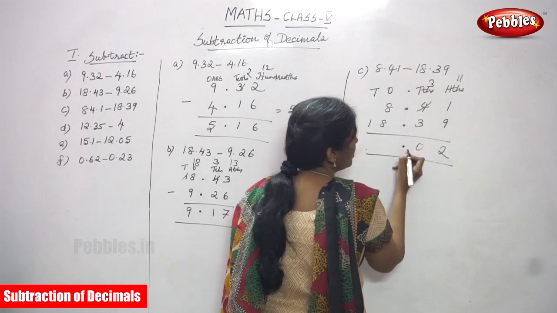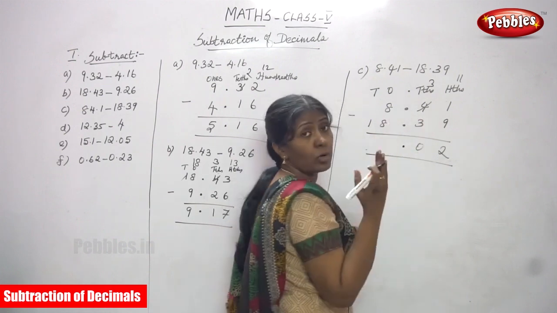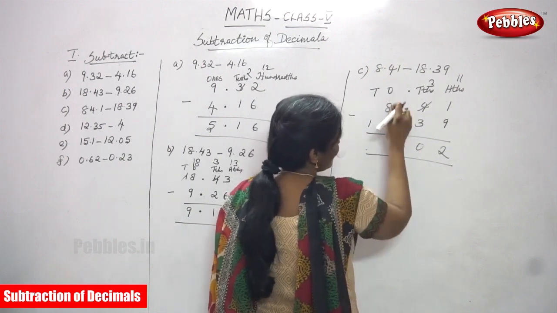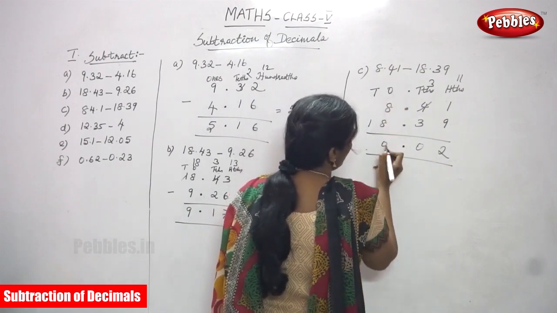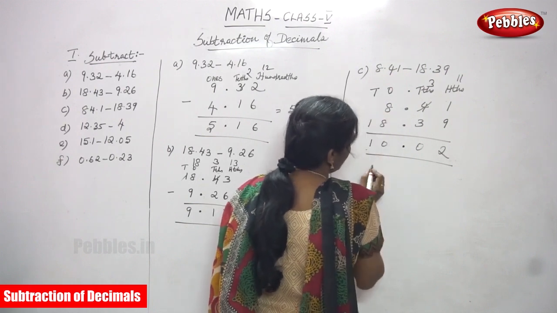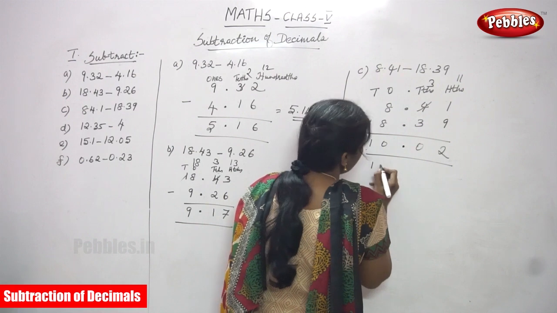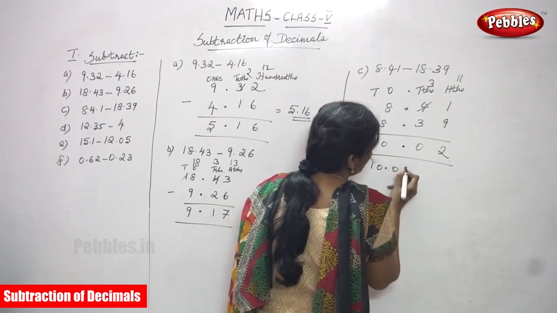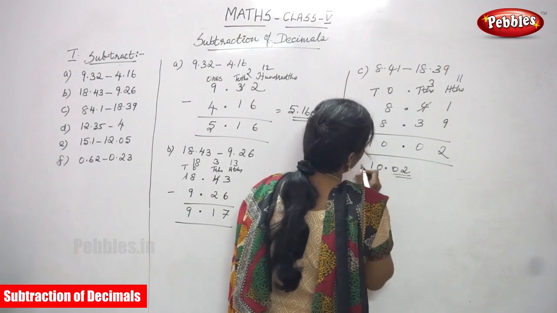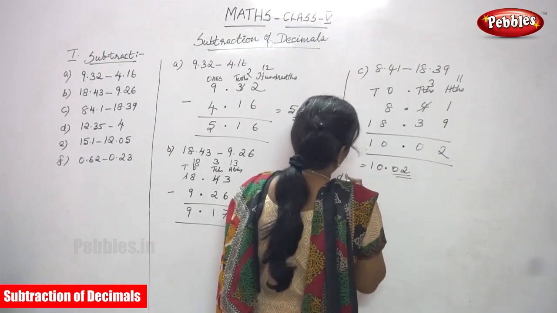Yes. So now you have to complete the whole part. Now you have to put a point. Before the point it is the whole part. So you subtract the ones place value: 8 minus 8 is 0. In the tens place you write 1 as it is. So the answer is 10.02. This is the answer for the question.